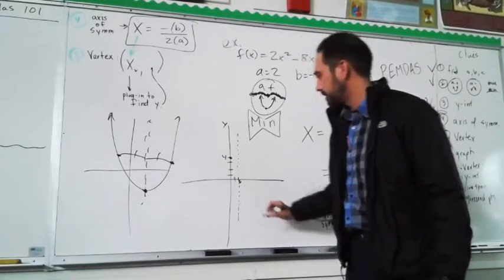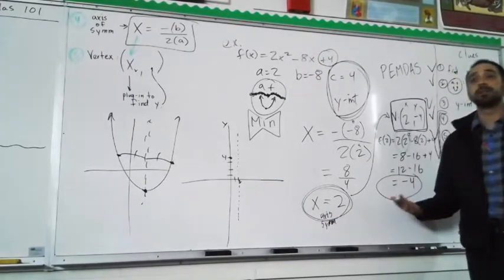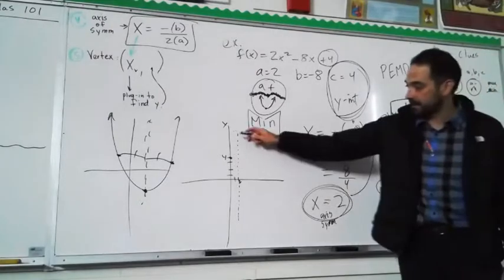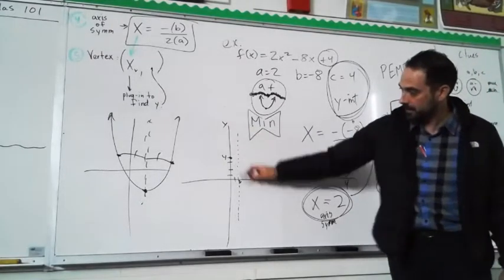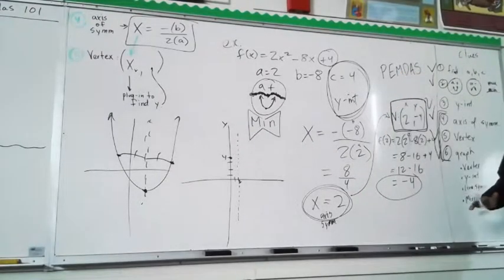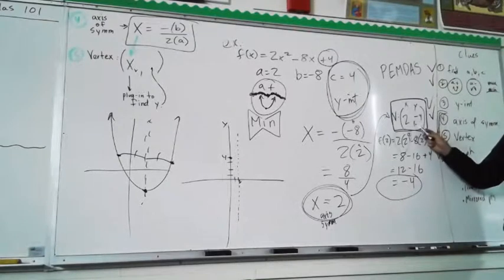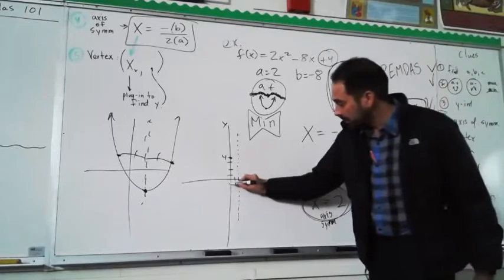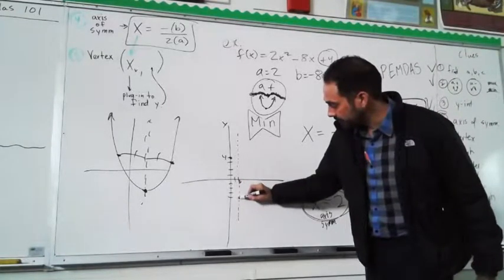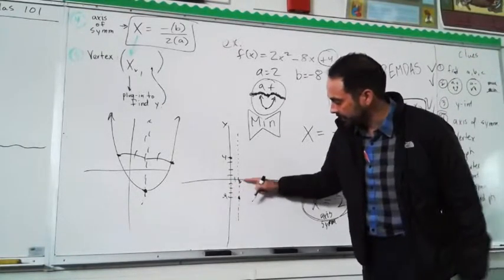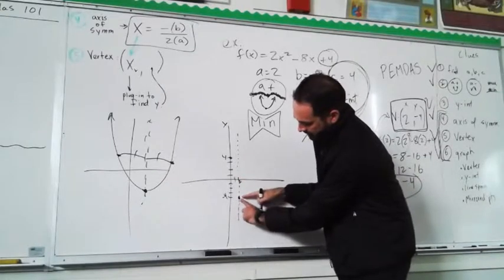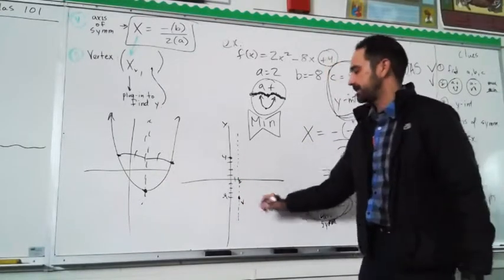I know that it opens up, so I'm going to start to guess that it's going to kind of look like this somewhere. Let's plot our vertex. 2, negative 4. Negative 4 and 2. It's where those two things meet. And we'll put a little v next to that to show that that's a vertex.